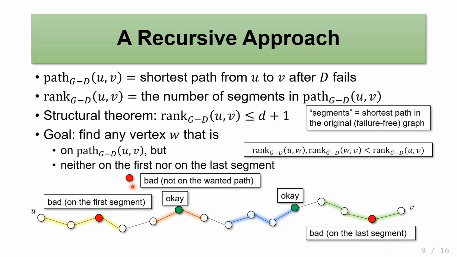So why are such w useful? If we have such w, then rank G minus d uw and rank G minus d wv are strictly smaller than rank G minus d uv. Actually, since w is not on the last segment, we can see rank G minus d uw is strictly less than rank G minus d uv. Also, since w is not on the first segment, we can see rank G minus d wv is also strictly smaller than rank G minus d uv. So we can recurse on uw and wv, then concatenate the two paths we found. The recursion depth should be only d plus 1 because rank decreases by at least 1 at each level.